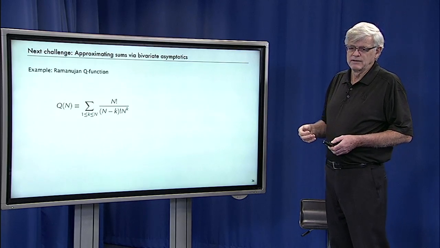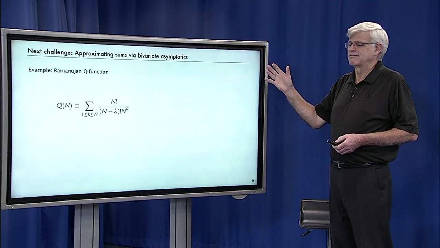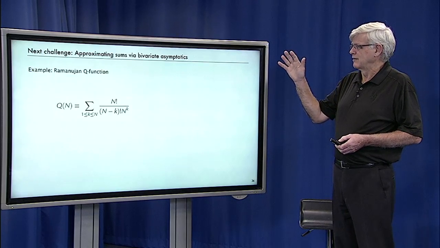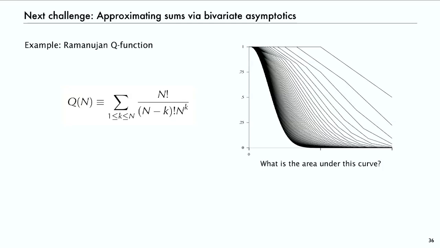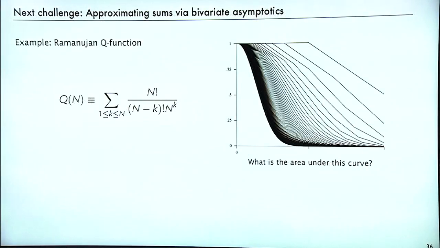So the next challenge that we're going to have now is, what do we have when we have a sum that involves one of these functions? The example that we'll do is the so-called Ramanujan Q function, and that's a critically important function in the analysis of algorithms. So it's the Ramanujan distribution summed over all values of k, and it's basically asking what's the area under the curve.